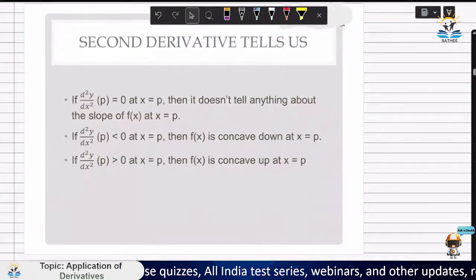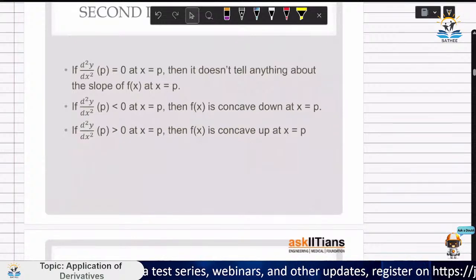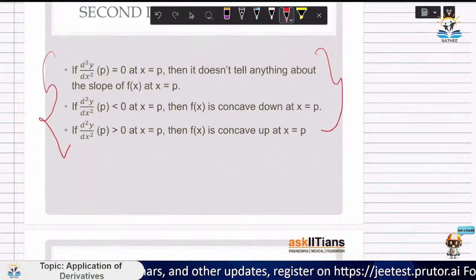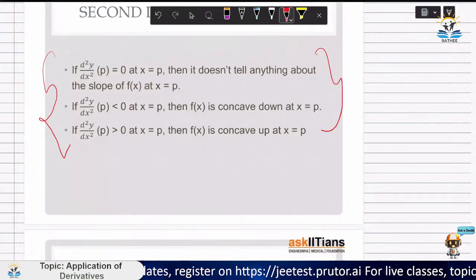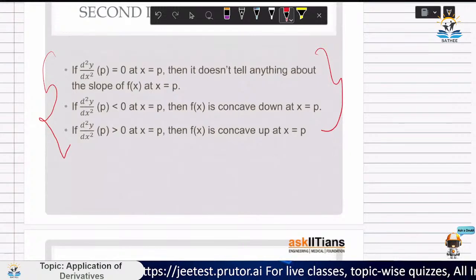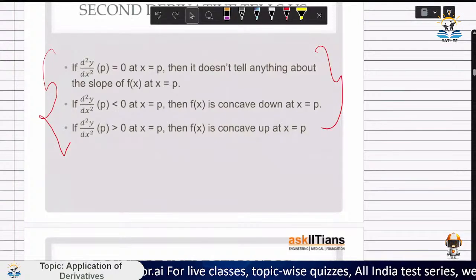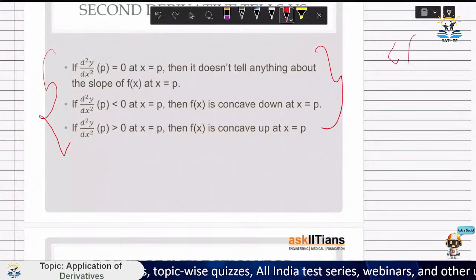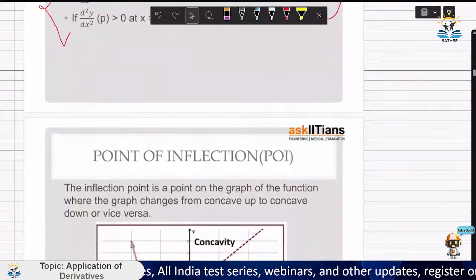Then what does the second derivative tell? This is something very important that you have to remember. If the second derivative is zero at a point, we get no information about it. We cannot tell anything about the slope of f of x. But if the second derivative of the function at any point is less than zero, then it is concave down. Negative means concave down, positive means concave up. This is simple that you can easily learn and understand.